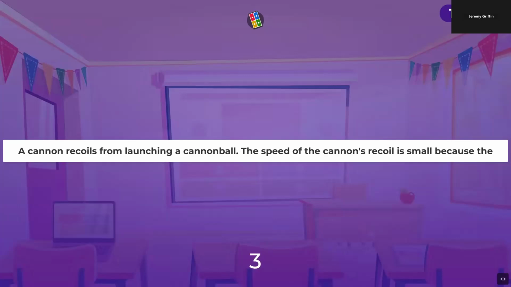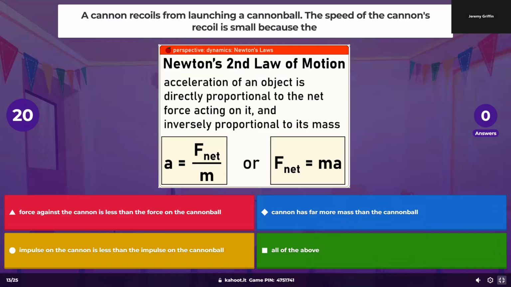A cannon recoils from launching a cannonball. The speed of the cannon's recoil is small compared to the cannonball. Why?